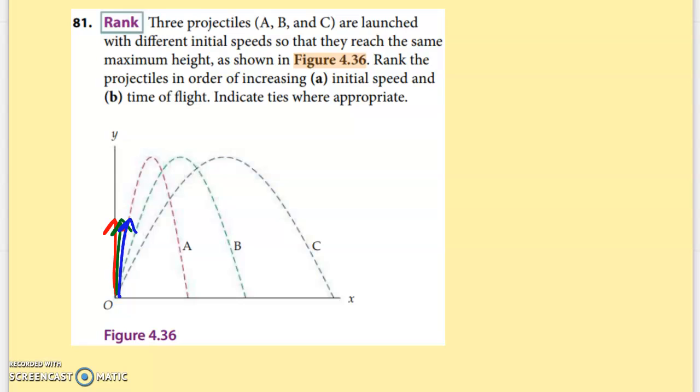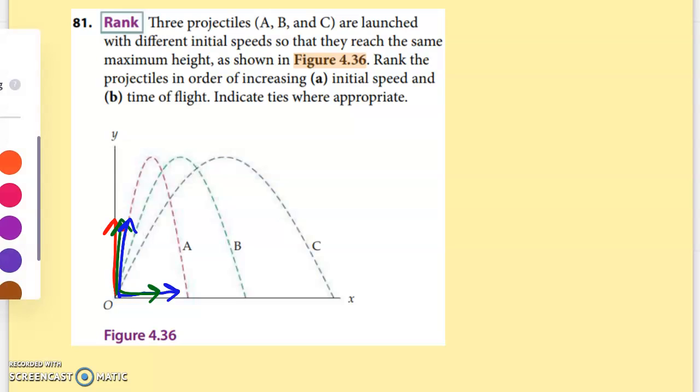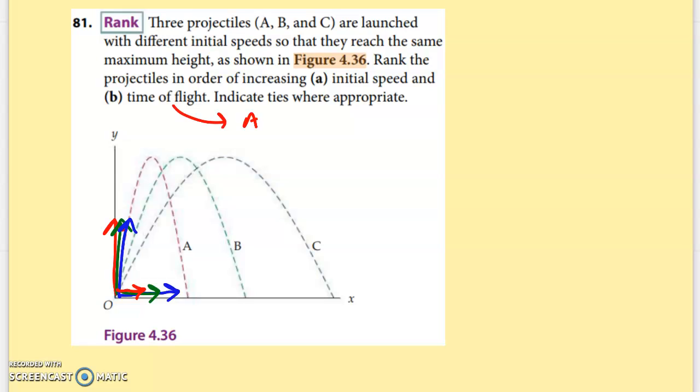Now here's the thing. C goes a lot farther, so that must mean that it has the biggest x velocity, and B must be in the middle since it doesn't go as far, because they're all going to be in the air for the same amount of time. Why? Because they all went up to the same height. So in time of flight, they're all the same. So if they're in the air for the same amount of time, then they must be going faster. C must be going fastest. That's how it gets farthest.